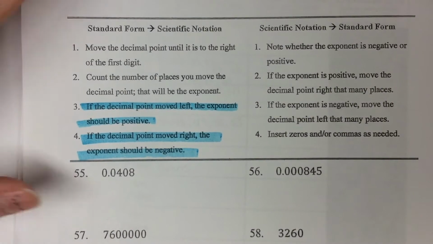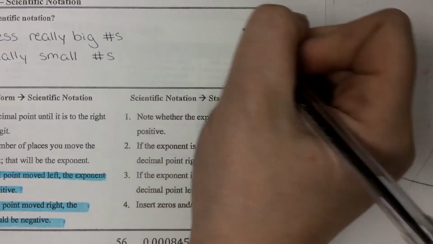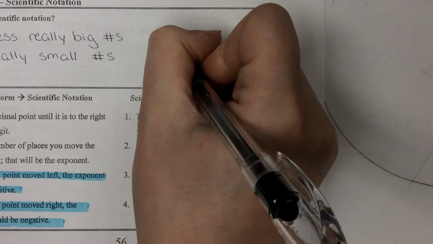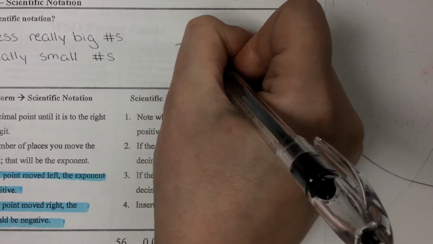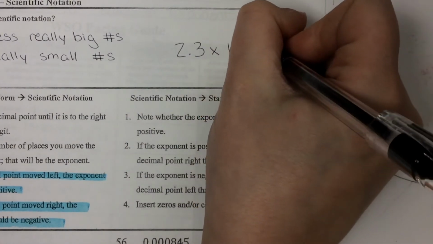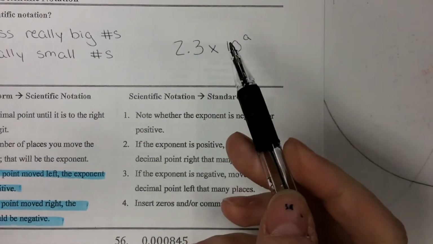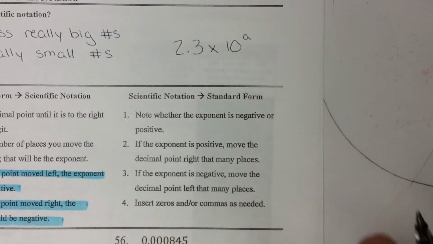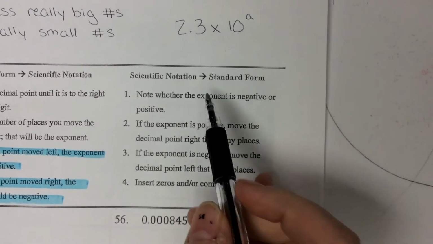All right. So back up here for a second. Scientific notation is usually written like 2.3. You'll have your number times 10 to a certain exponent, however many spaces you moved. Okay, so we'll look at an example and you'll see what I mean.